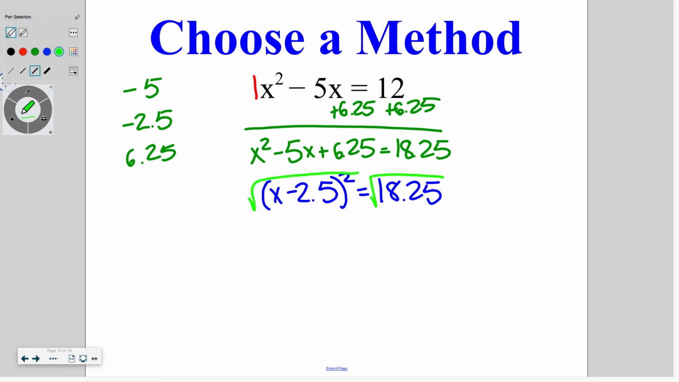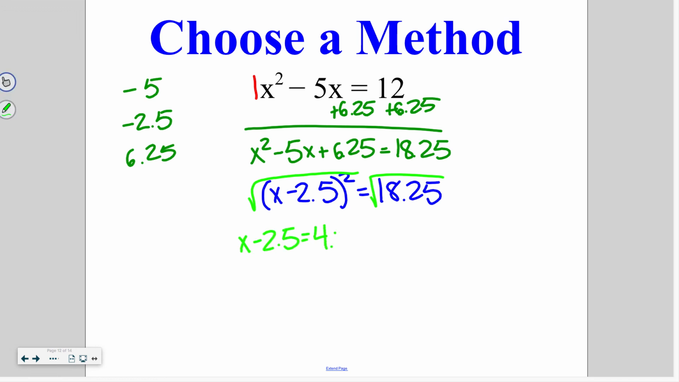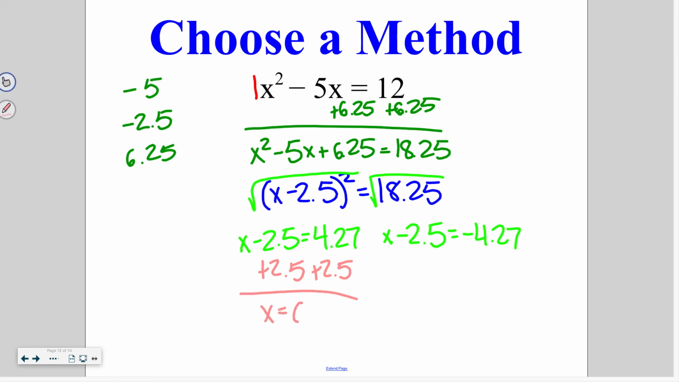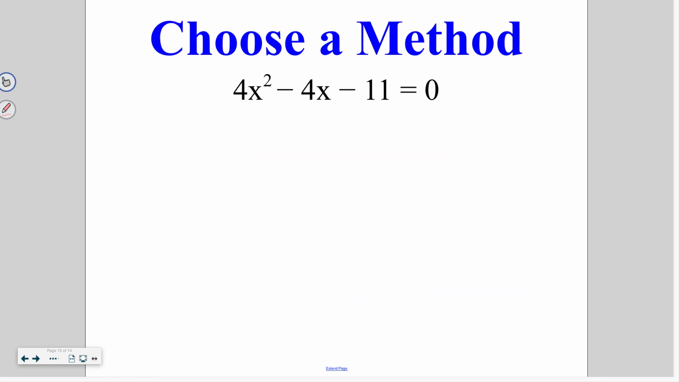To get my two cases, I get x minus 2.5 is equal to 4.27, and x minus 2.5 is equal to negative 4.27. Solving both of those cases, I'm going to go ahead and add 2.5, and the first answer is going to be 6.77. Adding 2.5 to the second one, my answer is going to be x is equal to negative 1.77. The last option that we have is the quadratic formula.